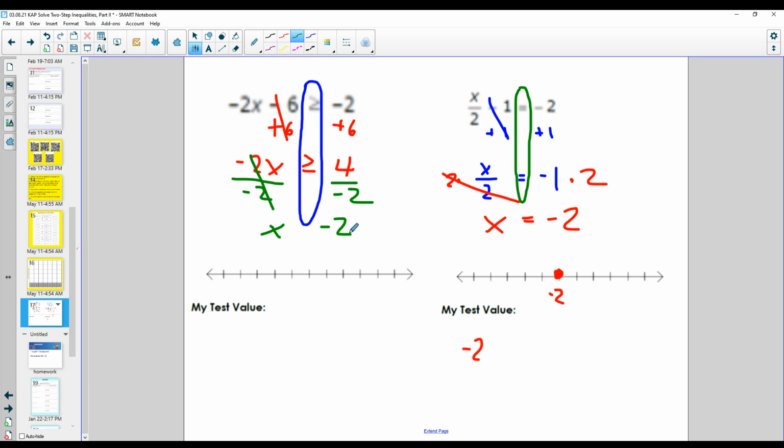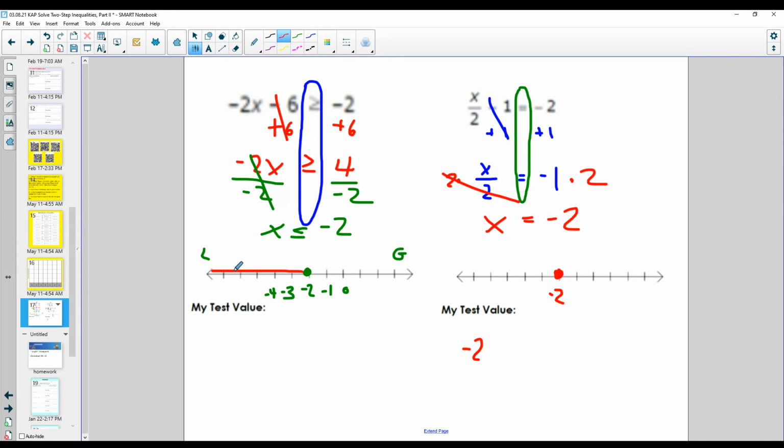Uh-oh. What do you remember? When you multiply or divide by a negative number, you do the opposite. So we need to flip it around. The opposite of greater than or equal to is less than or equal to. So let's graph this. -2 right here, -1, 0, -3 here, -4. Less than or equal to, so a closed dot. Where do you find the lesser side on the number line? On the left side. So I highlight all the way down here.